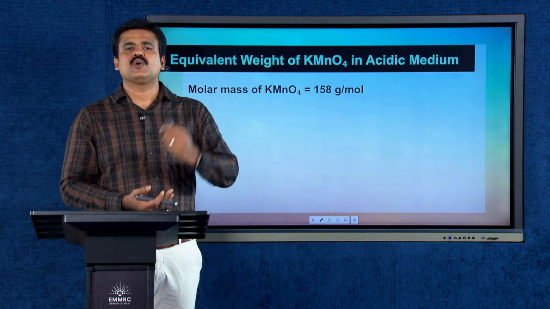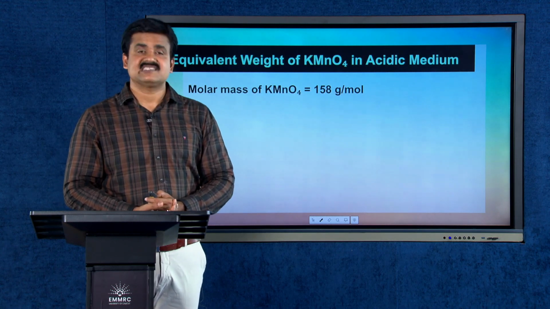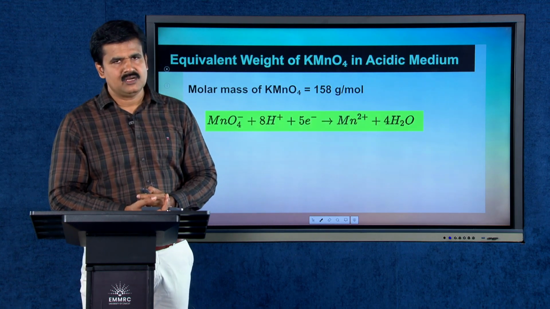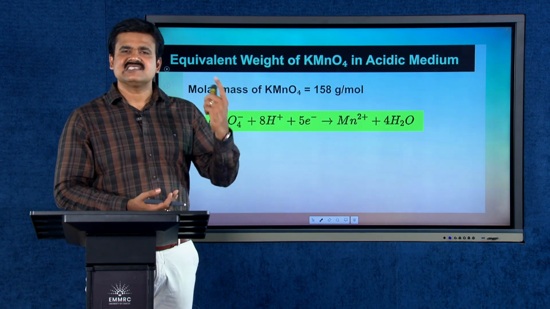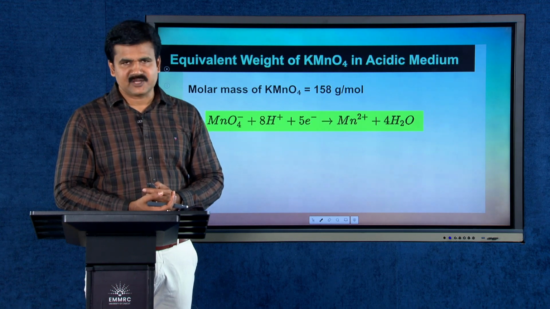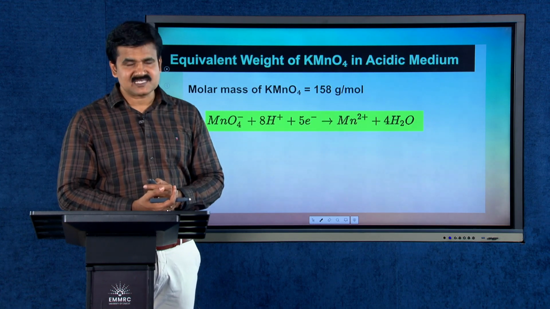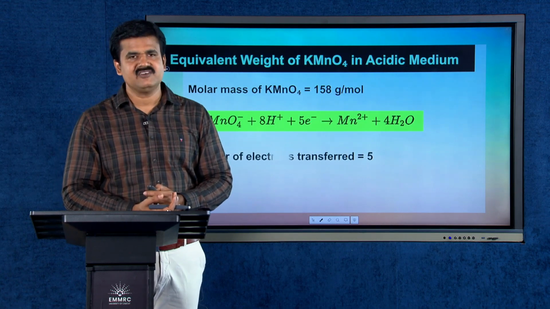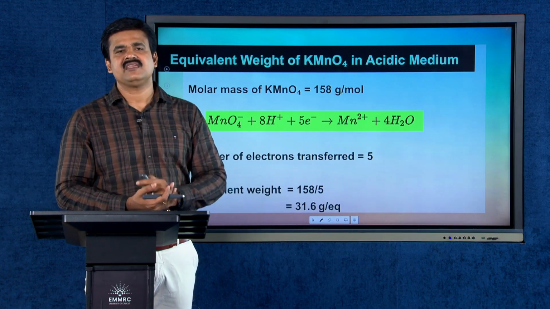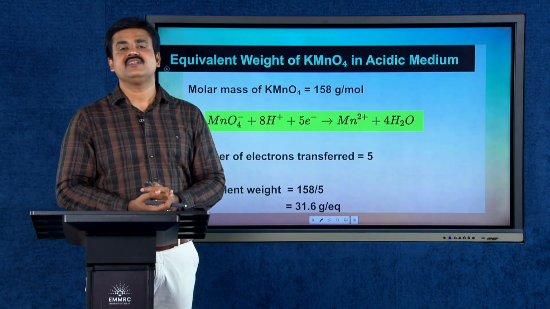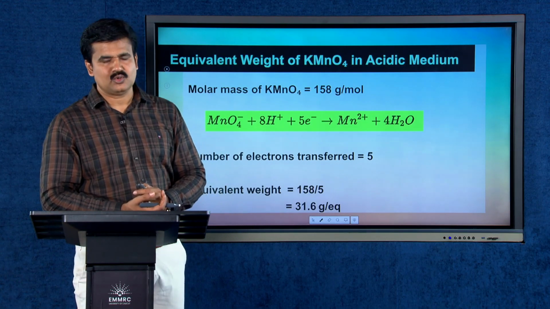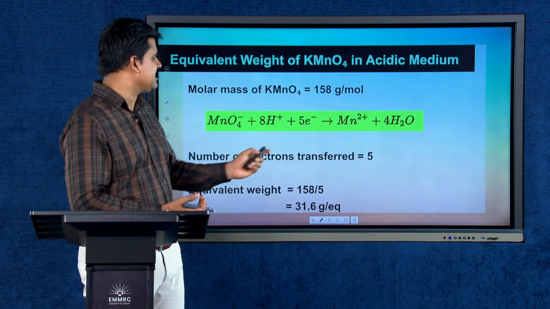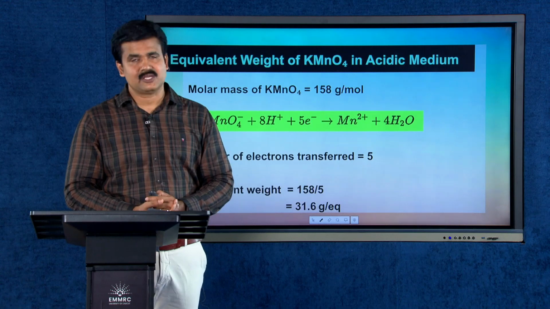Now, the equivalent weight of KMnO4 in acidic medium. You know the molar mass of potassium permanganate is 158 gram per mole, and MnO4⁻ in acid medium is converted to Mn2+ ions. It is a 5 electron transfer process. So, the number of electrons transferred during this transformation is equal to 5, and the equivalent weight of KMnO4 in acidic medium equals molar mass divided by the number of electrons transferred, that is 158 divided by 5, which is equal to 31.6 gram per equivalent.